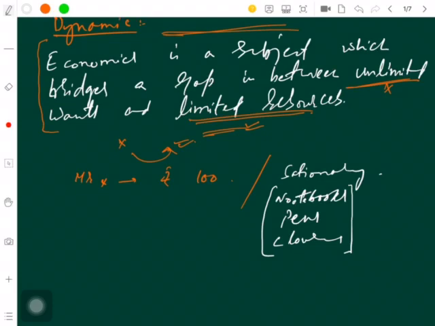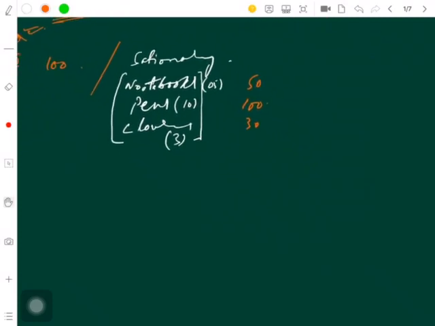But when he goes to a shopkeeper and inquires about the rates of these very things, he has to buy, say, 10 pens, 3 colors, and 5 notebooks. So when he goes to the market, he inquires about the rates. He is told that 5 notebooks will cost him 50 rupees, 10 pens will cost him 100 rupees, and 3 colors will cost him 30 rupees. Let us say that each and every unit is for 10 rupees.